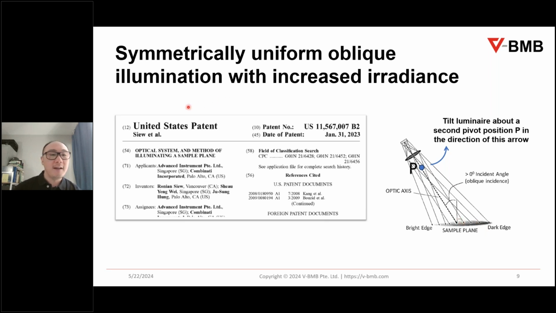This is talked about in a patent of mine and my colleagues. I'm the primary inventor here of this patent, but we worked together on this patent. It was issued a couple of years ago. So let me give you an example of this.